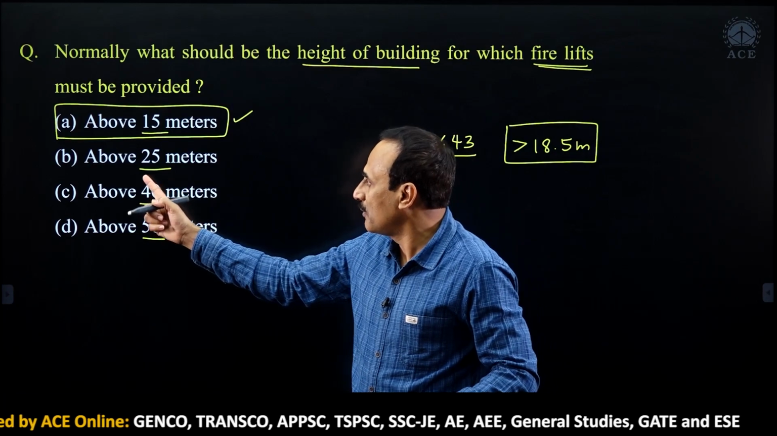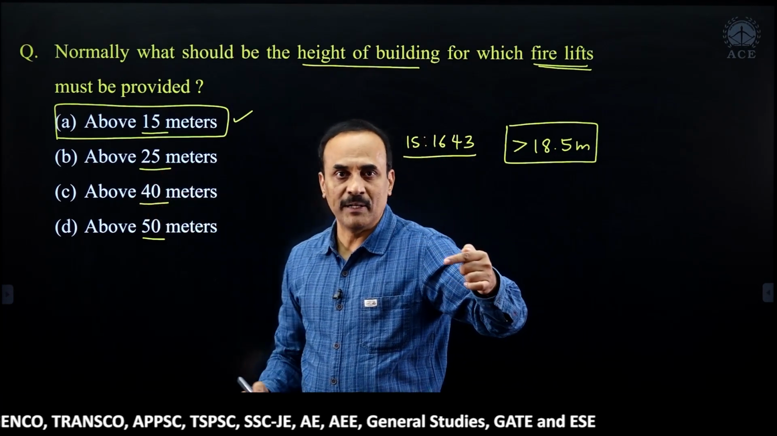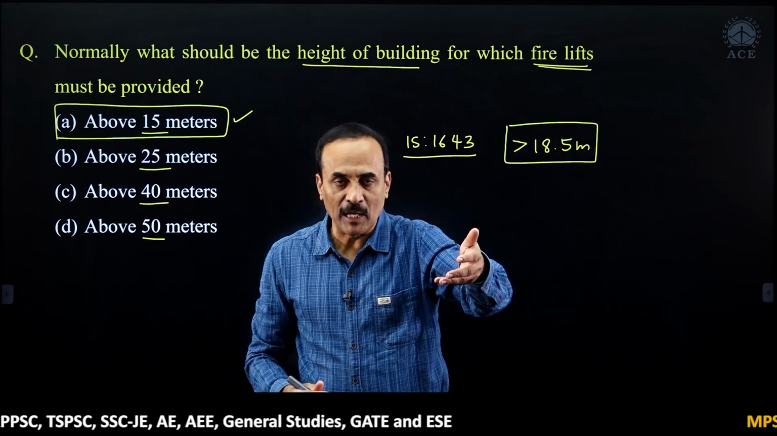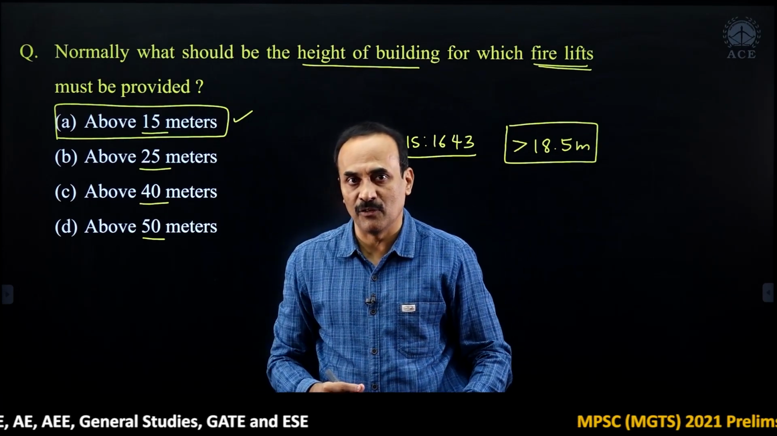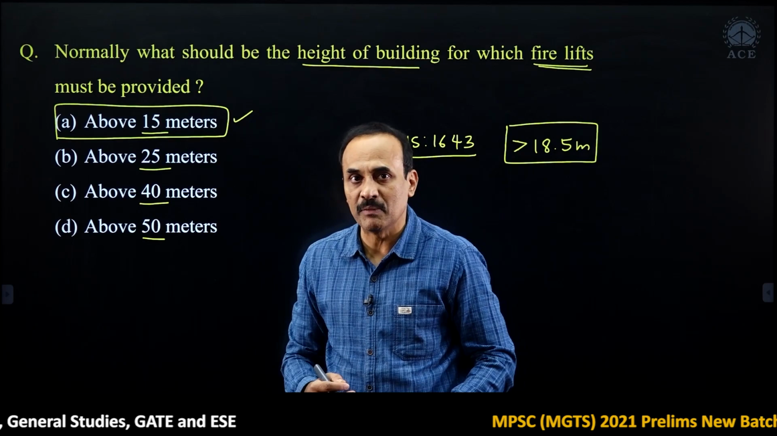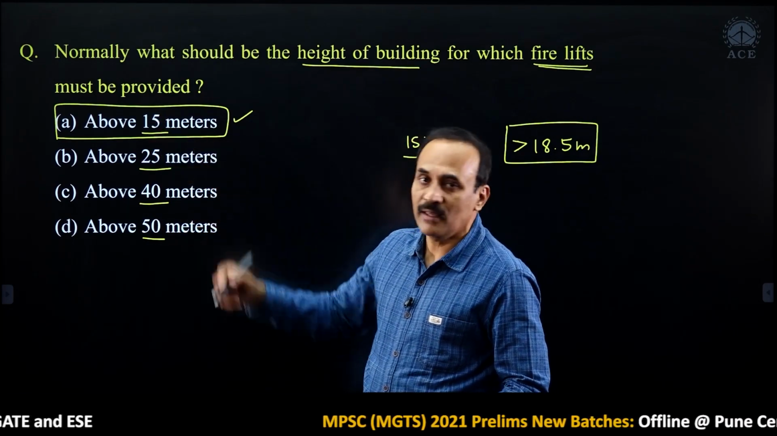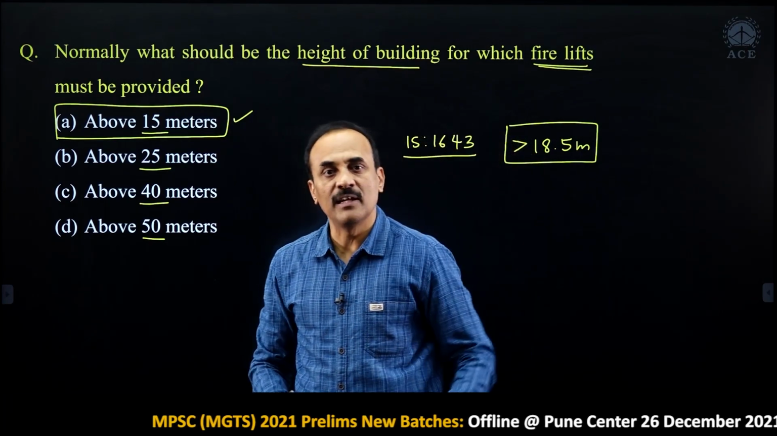By chance, if you are providing an elevator for building height more than or equal to 25 meter, this condition may be skipped and the fire people will come and inspect you and say that you are not following the requirement, you are not following the rules. They won't give you the permission for occupancy. So among this, the best option is option A. Above 15 meter, you require a fire safety lift.